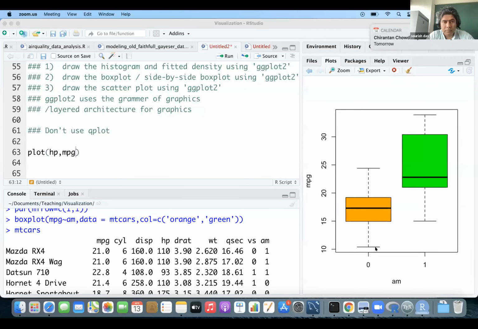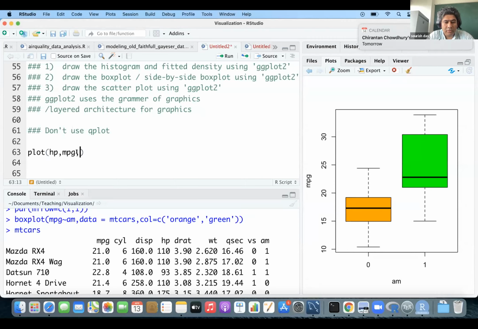Sir, you're not sharing your screen. Oh, sorry. Wait a minute. Okay. Can you see my screen now?